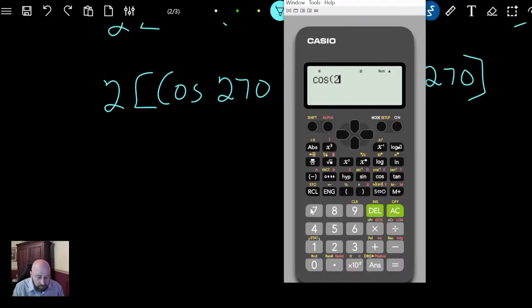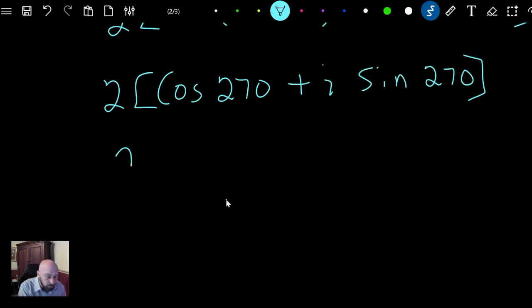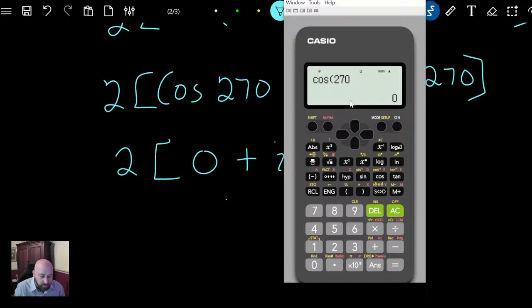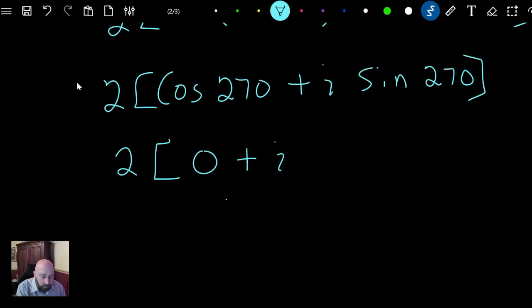Cosine of 270 equals 0. So 2 and then 0 plus i, and then we need the sine of 270. So sine of 270 equals -1. Okay, -1.